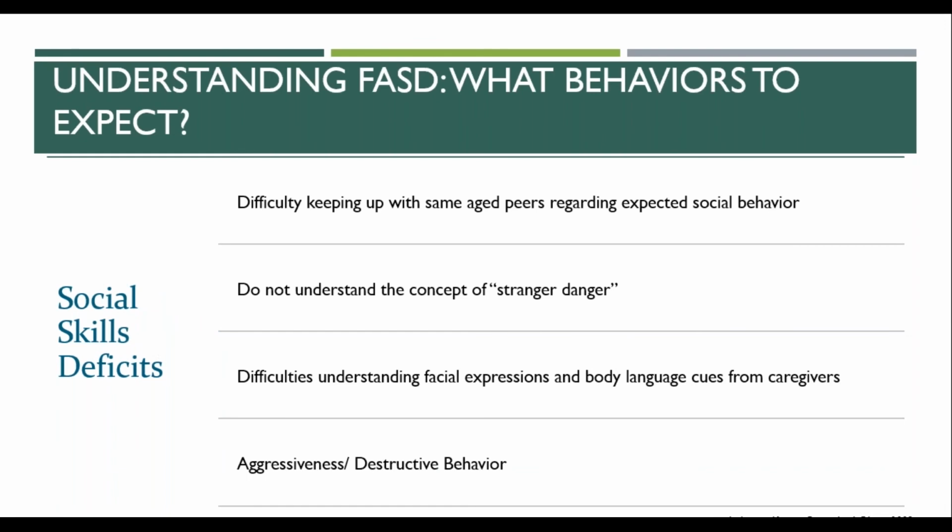Social skills, we already said that we have to start the social skills training really early on and teach them stranger danger. We have to teach them about understanding nonverbal cues. And then, of course, we have to teach them prosocial behaviors so that they will not get into trouble with their peers due to their aggressive or destructive behaviors.